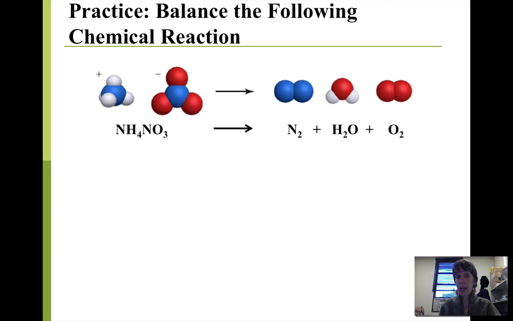So here's one for you to practice with. I again encourage you to make that little tally, so you can count up your nitrogens, count up your hydrogens, count up your oxygens on each side of the reaction, and then try to balance it. So I'll let you work on that one on your own, and I hope you found this helpful.